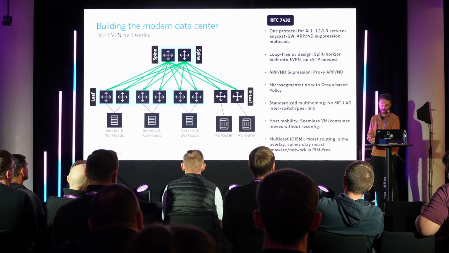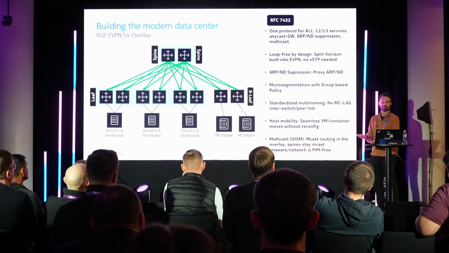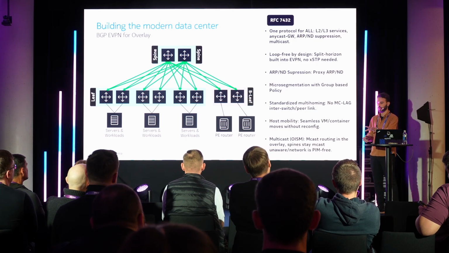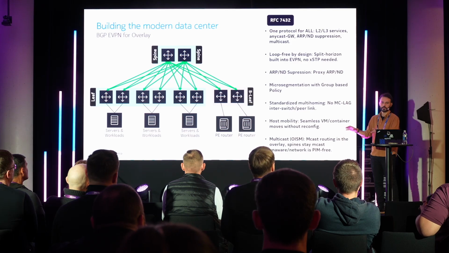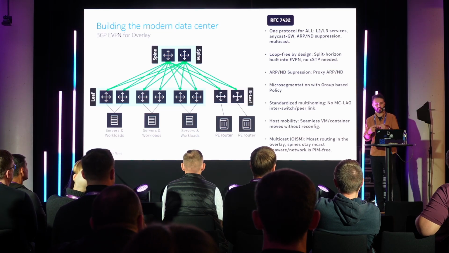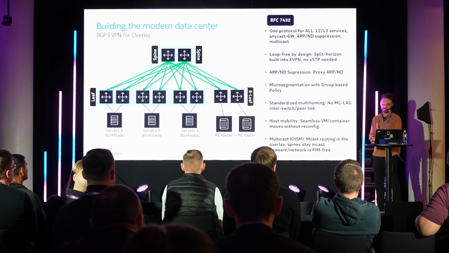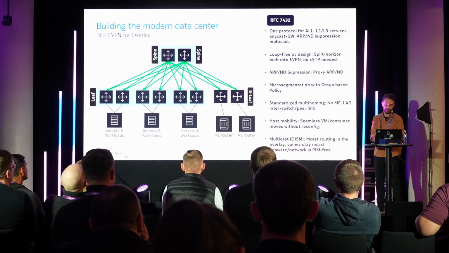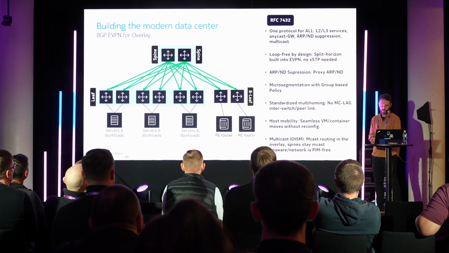EVPN comes with standardized multi-homing, no multi-chassis LAG or proprietary protocols. We can put a Nokia box and an Arista box next to each other. They will do multi-homing. Also, with multi-chassis LAG, we would typically need an inter-chassis link between leaf switches. That would be a waste of a port. In an EVPN scenario, you don't need an inter-chassis link. As you can see, there are no links required between leaf switches.